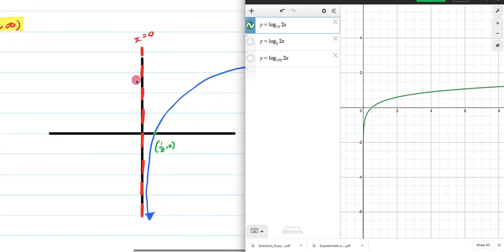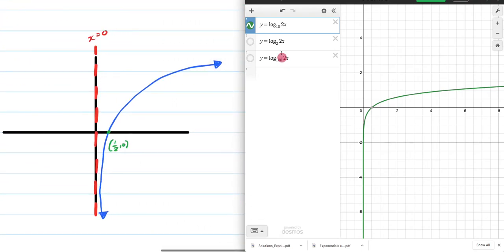Now, what if my base was different? So now, as you can see down here, my argument is the same, 2x, but now I have a base of 2. What does this look like? I draw it, and as you can see, it shares the same x-intercept.